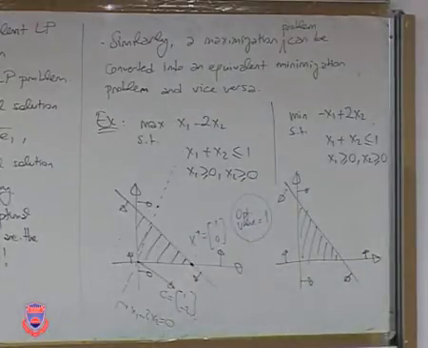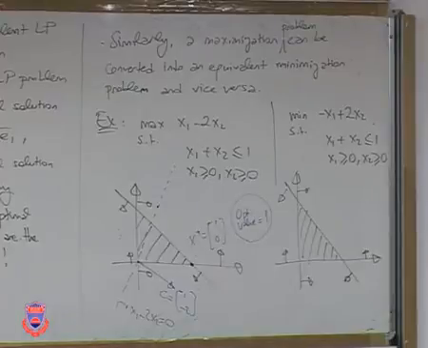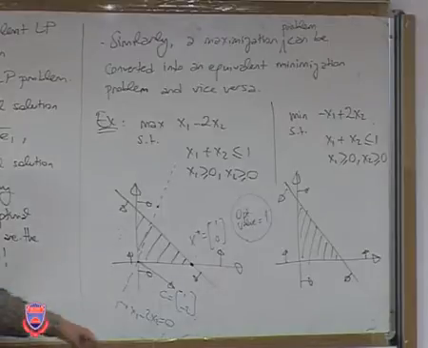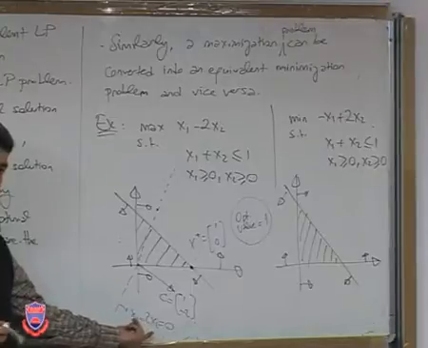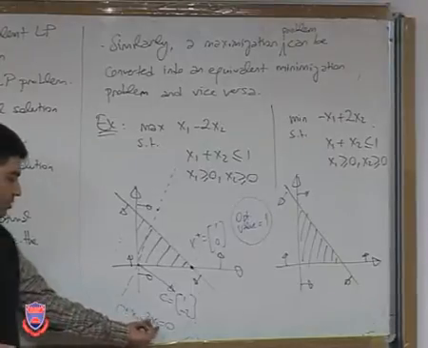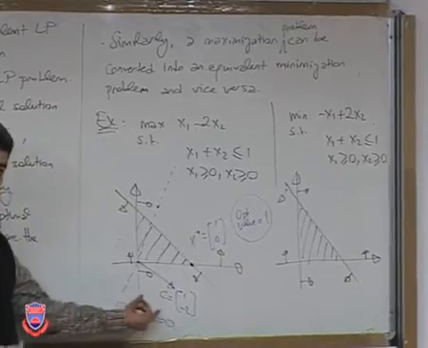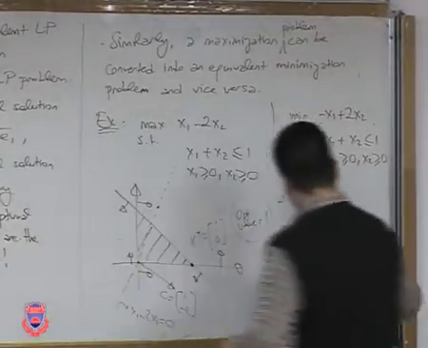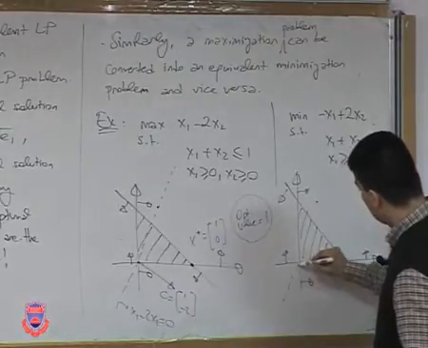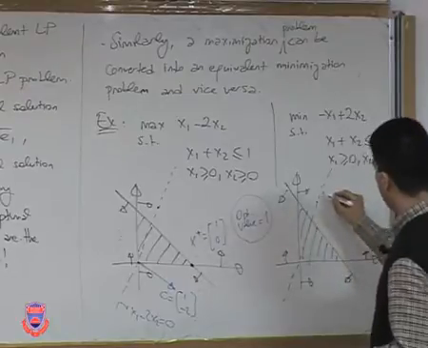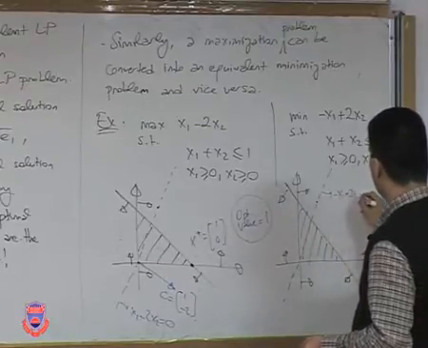Now, since this is a minimization problem, I'm going to look at the iso-cost line, right? So I'm going to have minus x1 plus 2x2 equals 0. What does that line look like? Well, it's exactly the same as this line, right? x1 minus 2x2 equals 0 is the same thing as minus x1 plus 2x2 equals 0. Okay? So as a result, I'll have exactly the same line. This is the line corresponding to minus x1 plus 2x2 equals 0.